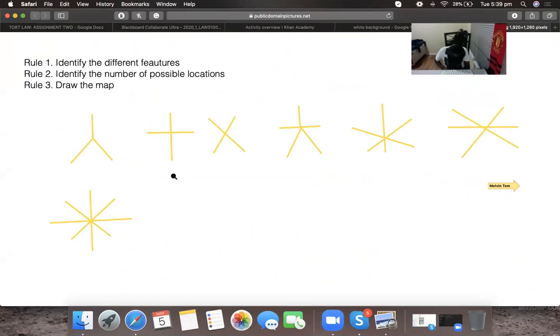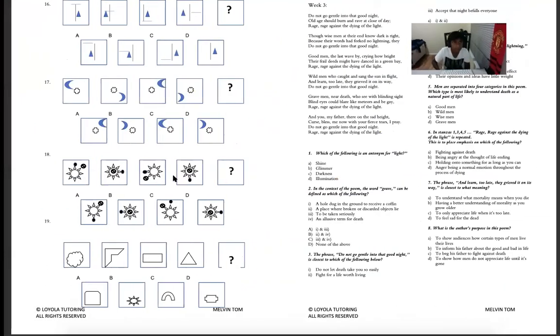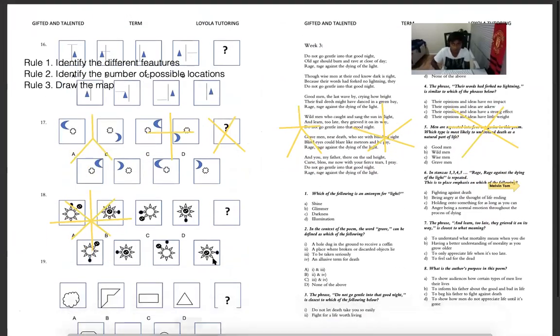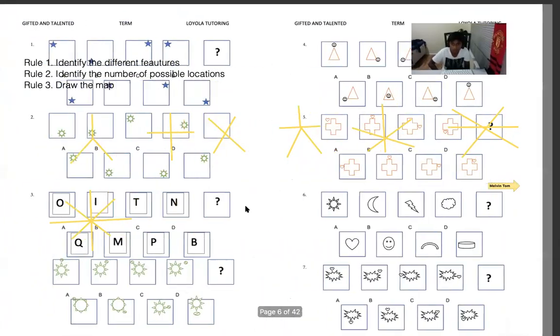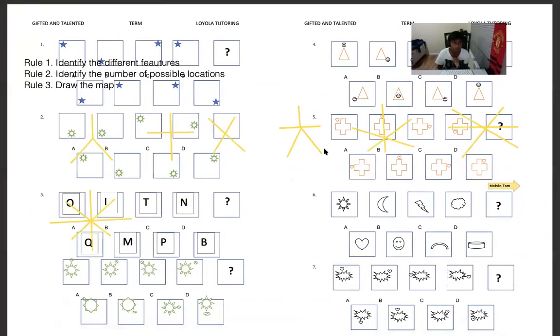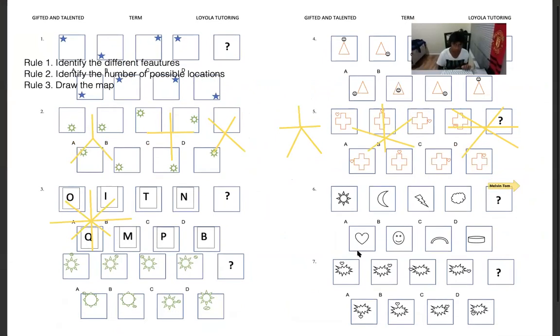The way to draw these maps and the way they use them is, let's take a look at the question here. What are the possible locations in the question? I'm going to show you that. Actually, I don't want to do that question. I want to do question number 4 here. Do you see that?